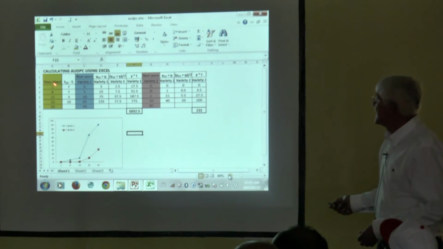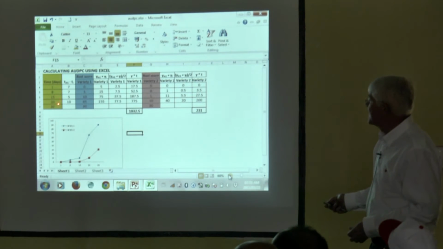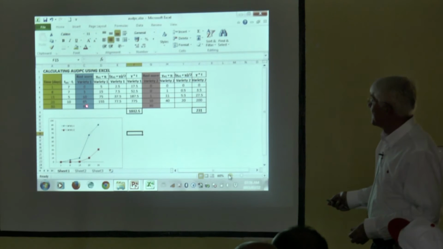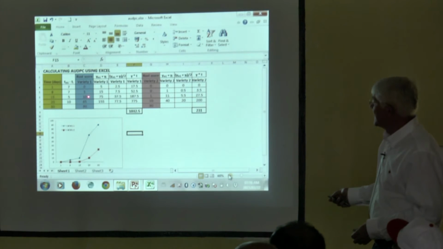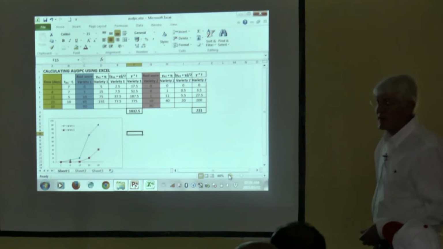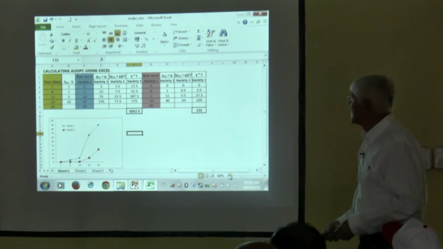The same data set, day 1, 8, 15, 20, and 30. There would be the time differences between the scoring dates, then variety 1. That would be the 2 scores for the data pairs, 5 plus 5 is 10, 10 plus 65 is 75, etc. The division, and then the multiplication. And you can see I get exactly the same value, 1032.5.